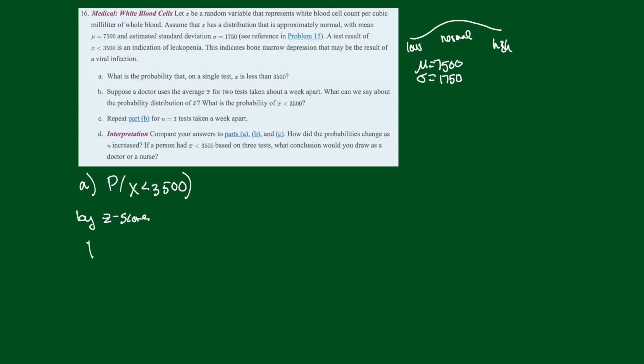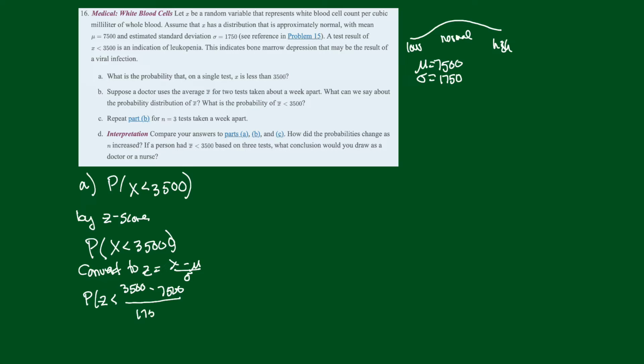Now, that means I want this. The probability that X is less than 3,500. Okay, now what I'm going to do is convert to Z using this formula, X minus mu over sigma. So I'm going to get the probability now that Z is less than X, which is 3,500, minus mu, which is 7,500, over sigma, which is 1750. Okay, so we'll make that computation.